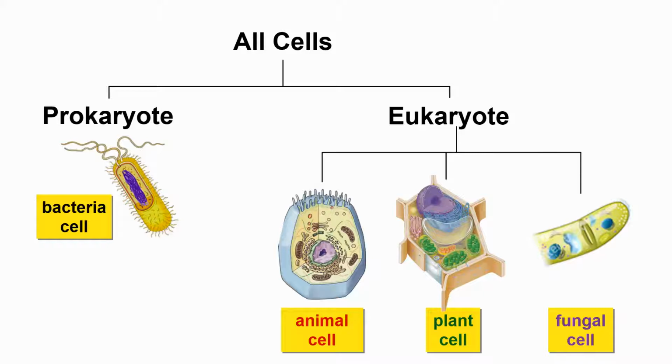Ultimately, you can take all cells and divide them into 2 separate groups. They can be prokaryotic or eukaryotic. This should be a fairly familiar concept from freshman biology. You should hopefully remember that prokaryotic cells have no nucleus, and that this word, prokaryote, is synonymous with a bacterial cell. So all prokaryotes are bacterial, all bacteria are prokaryotes.